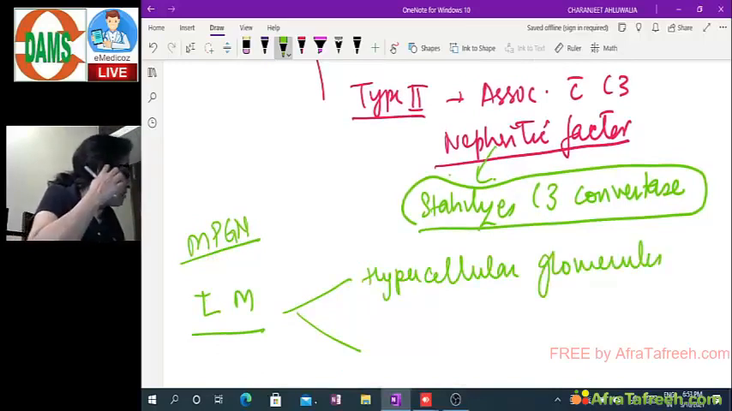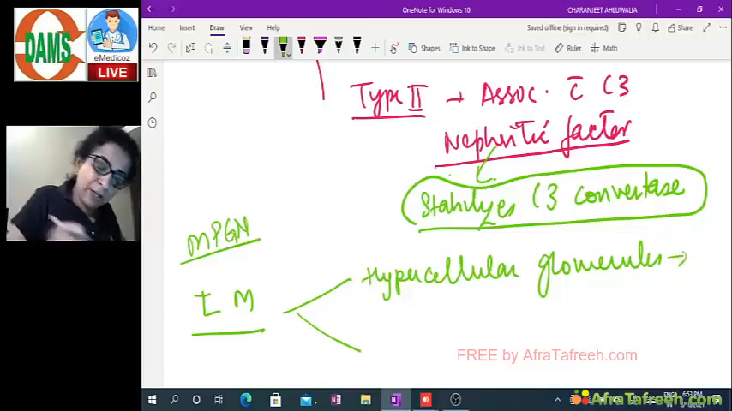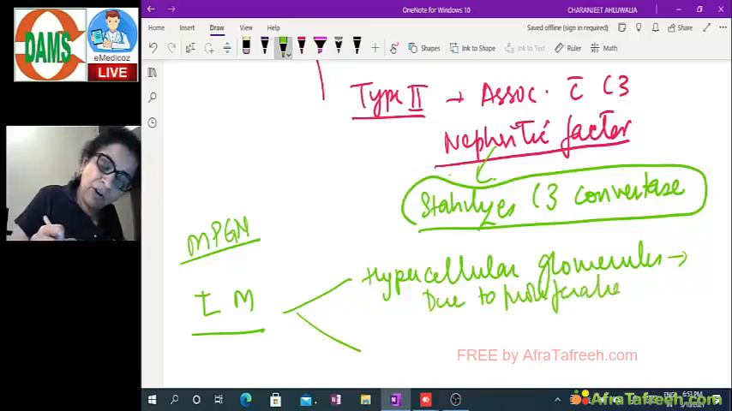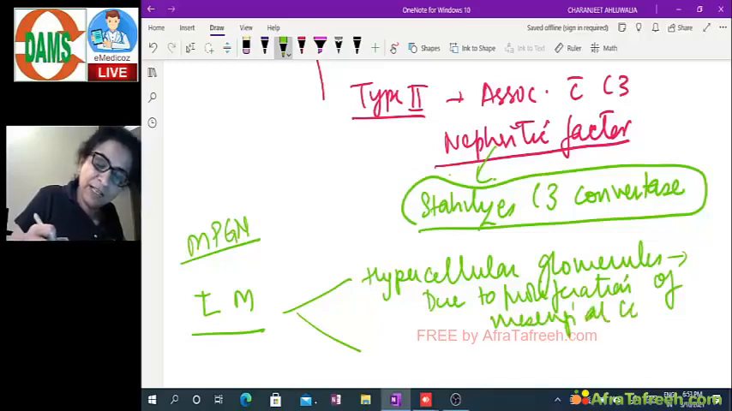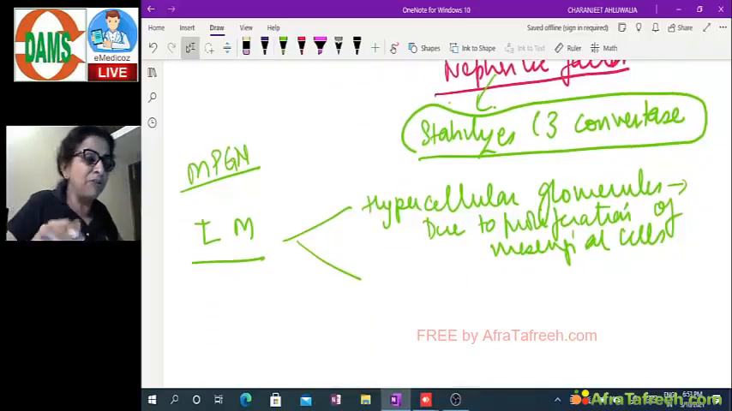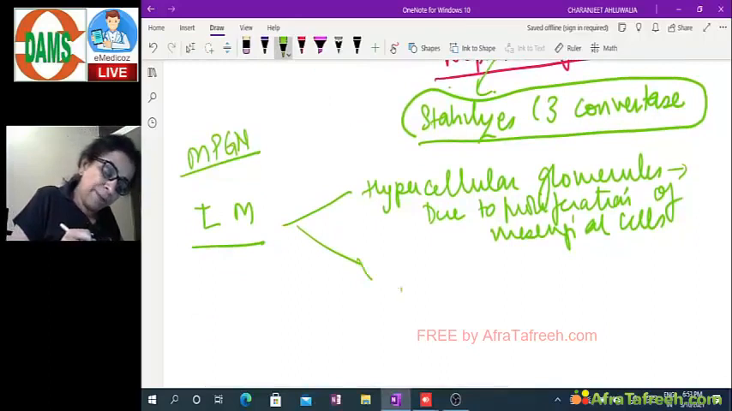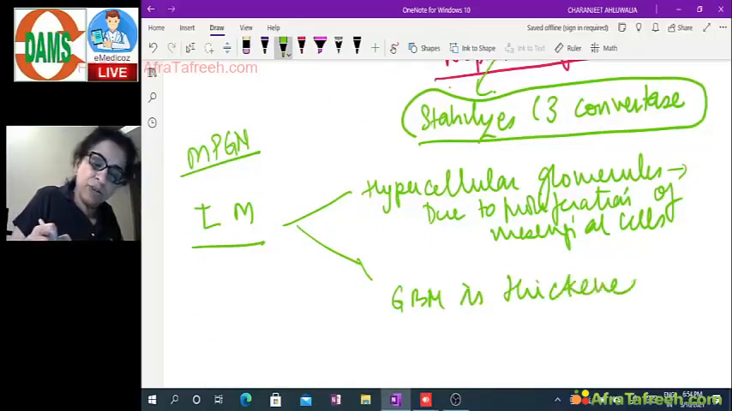The glomerulus is hypercellular. Why is the glomerulus hypercellular? Due to proliferation of mesangial cells. So the glomerulus is hypercellular due to proliferation of mesangial cells. And two, the GBM is thickened.